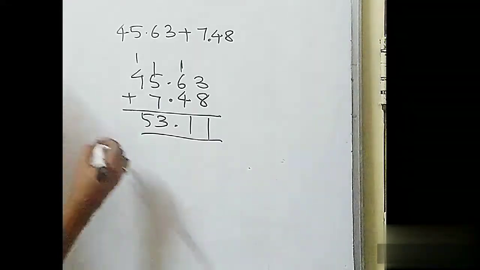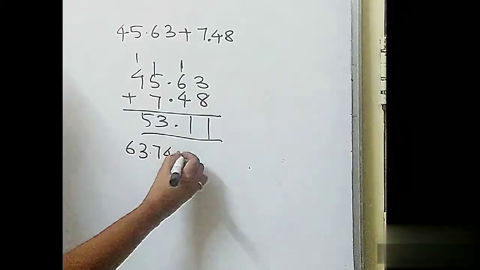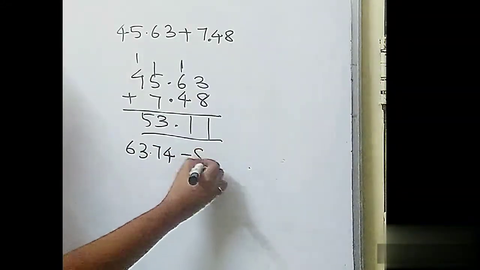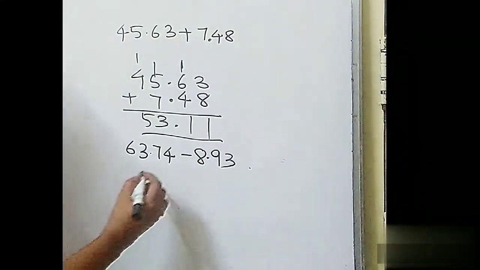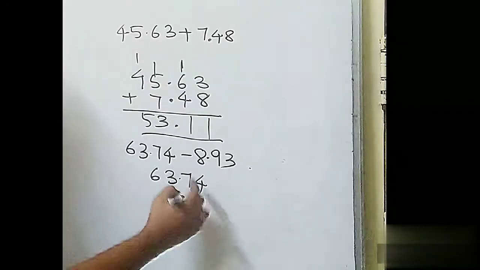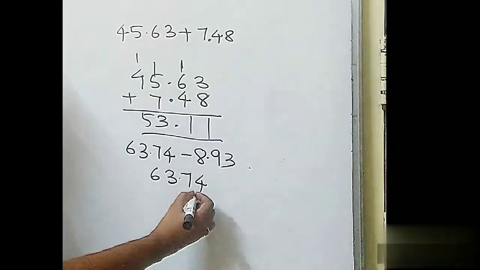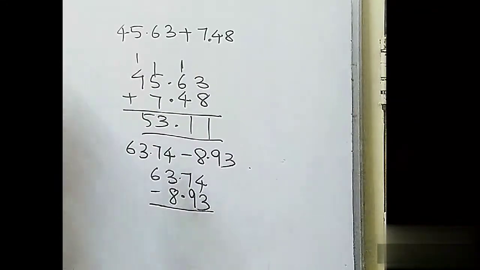Same thing for subtraction. I'll say 63.74 minus 8.93. We'll see how we'll do the subtraction. 63.74. First, place the point here. Check about it. After the point, what is the number? 9 and 3. And before the point, 8. Do the subtraction, student. Okay. Now, how will the subtraction be? Normal, simple thing.